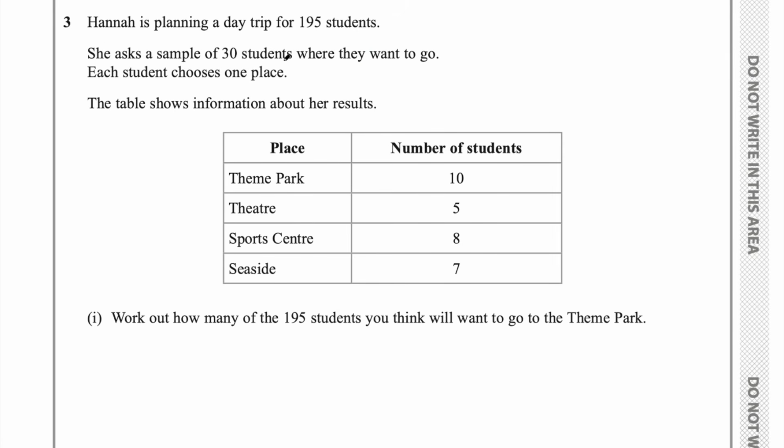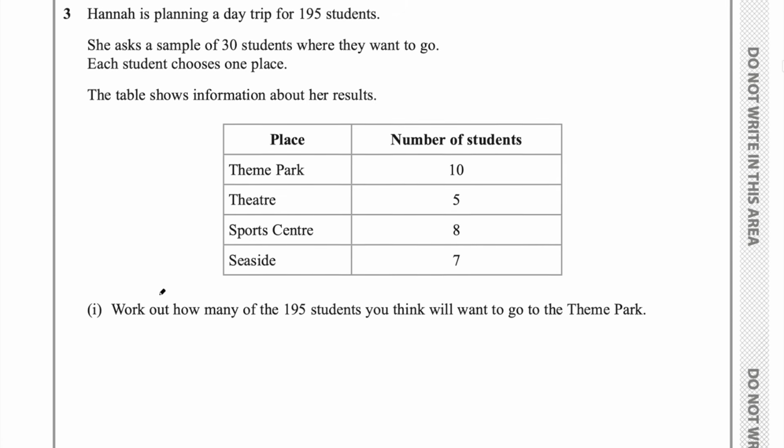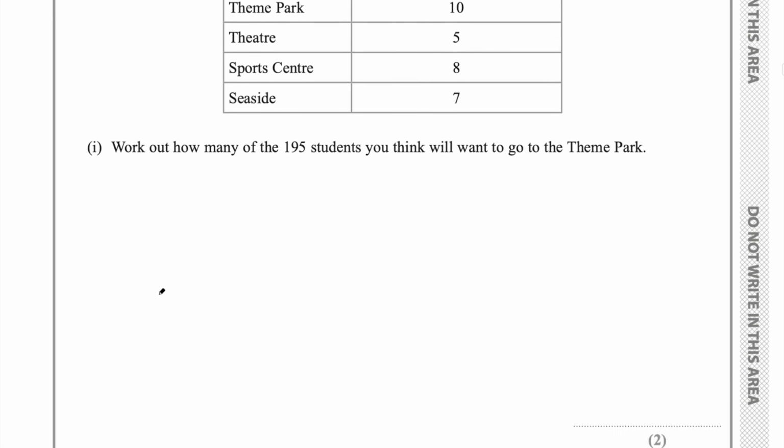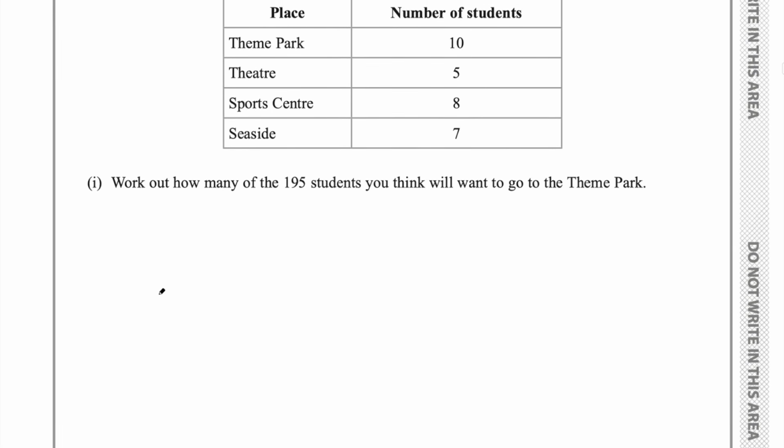Question 3 says Hannah is planning a day trip for 195 students. She asks a sample of 30 students where they want to go. Each student chooses one place. The table shows information about her results. So here we have the places: theme park, theatre, sports centre, seaside, and number of students: 10, 5, 8, and 7. Part 1 says work out how many of the 195 students you think will want to go to the theme park.